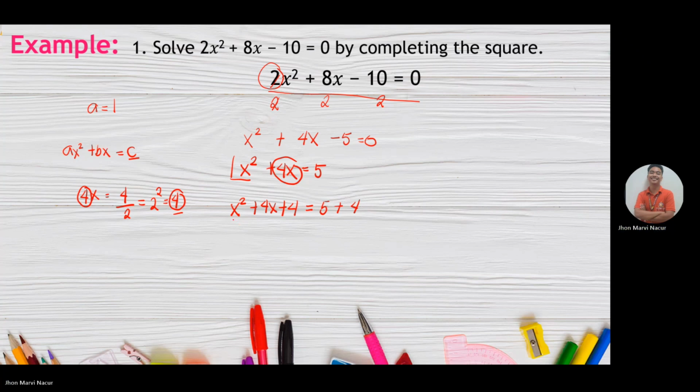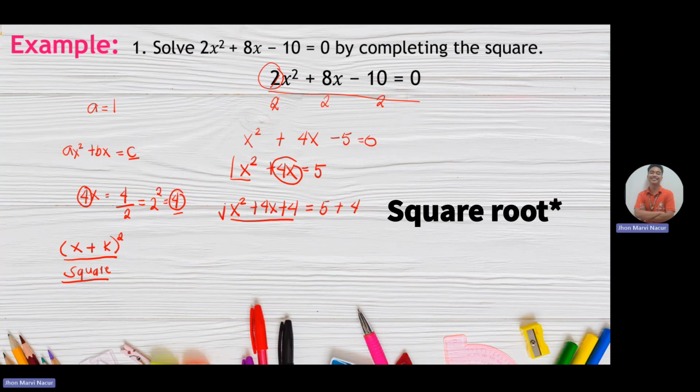Now, for our step number 3, we need to write our left-hand side as a square of binomial. The square of binomial is like this. That is quantity x plus k, and then squared. This is what we call the square of binomial. Now, I taught you that there is a trick in getting the square of binomial.